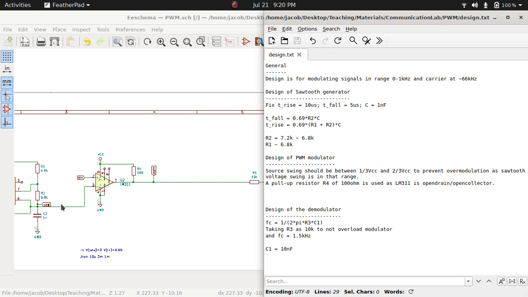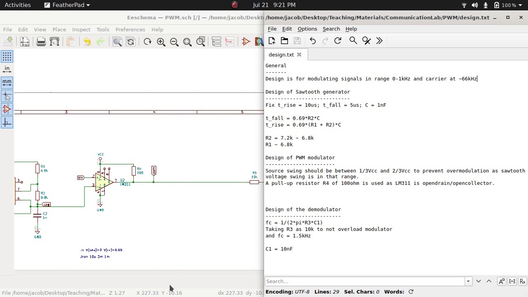This is because the sawtooth generated here has the voltage swing in this particular range, between 1/3 VCC and 2/3 VCC. And then the only other design element here is this R4 or pull-up resistor. This is because the LM311 IC, the comparator IC used, is an open drain or open collector type comparator. So you need to have a pull-up if you want to drop the voltage and see a sawtooth waveform.